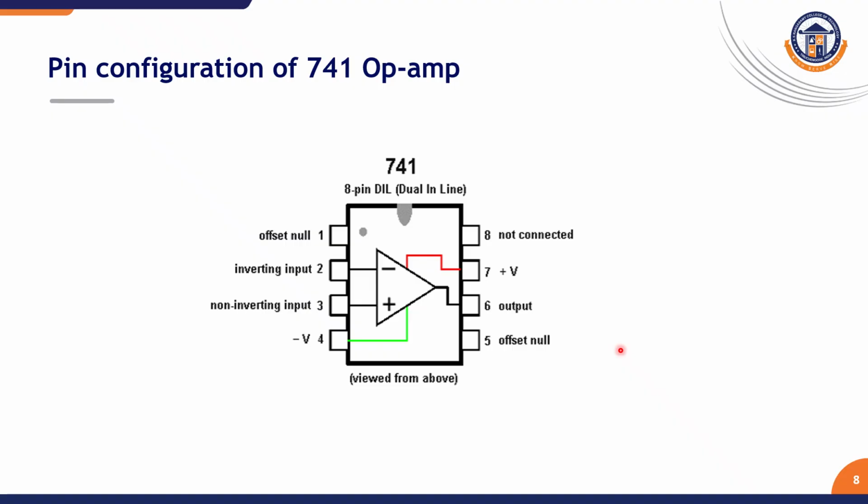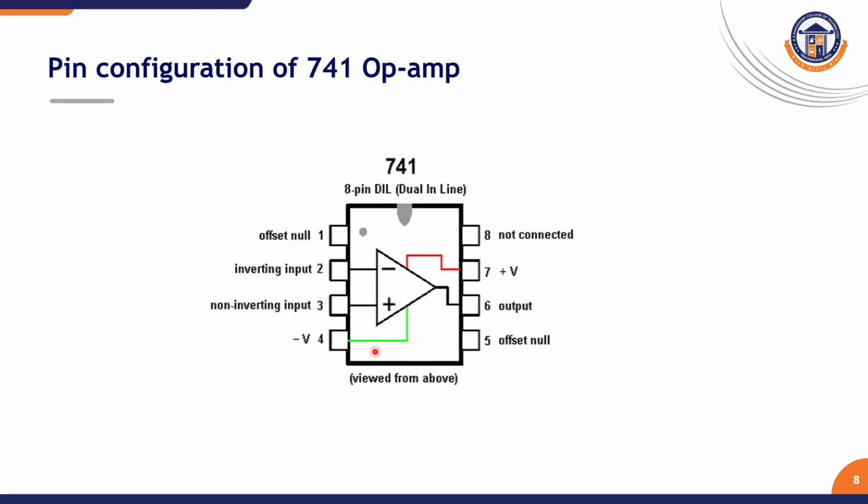The pin configuration of the 741 op-amp. Normally various pin configurations are available: 8 pin, 10 pin, 14 pins. This is an 8 pin operational amplifier, DIP, dual inline package. Here there is one dot. From the dot, the terminals are labeled as 1, 2, 3, 4 up to 8.